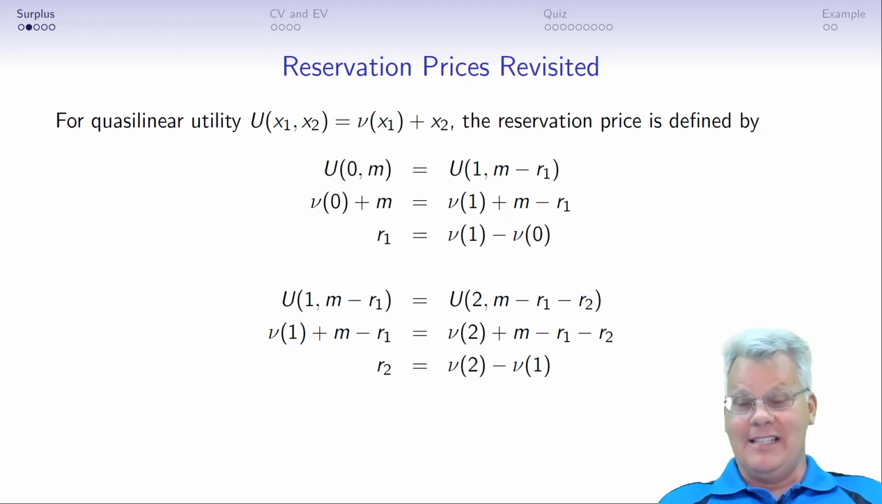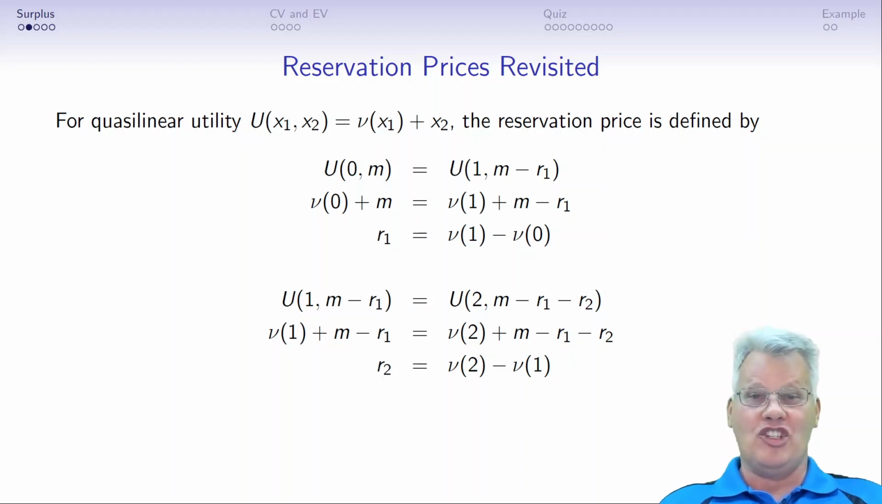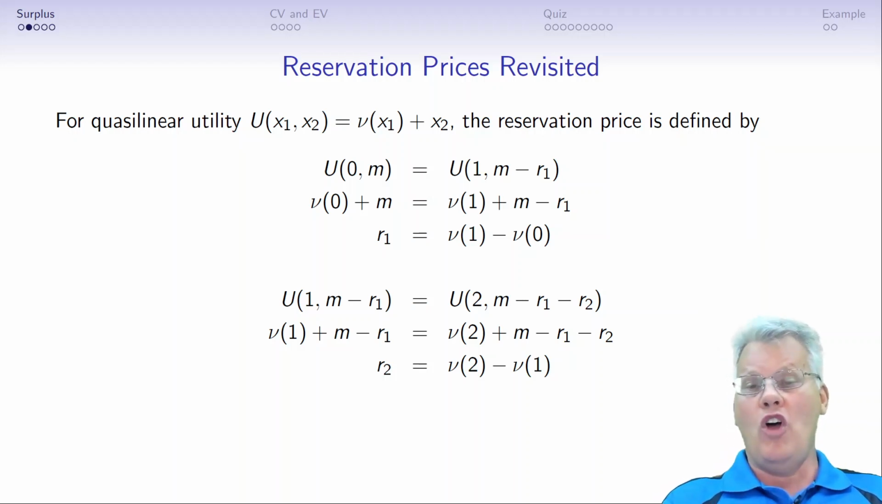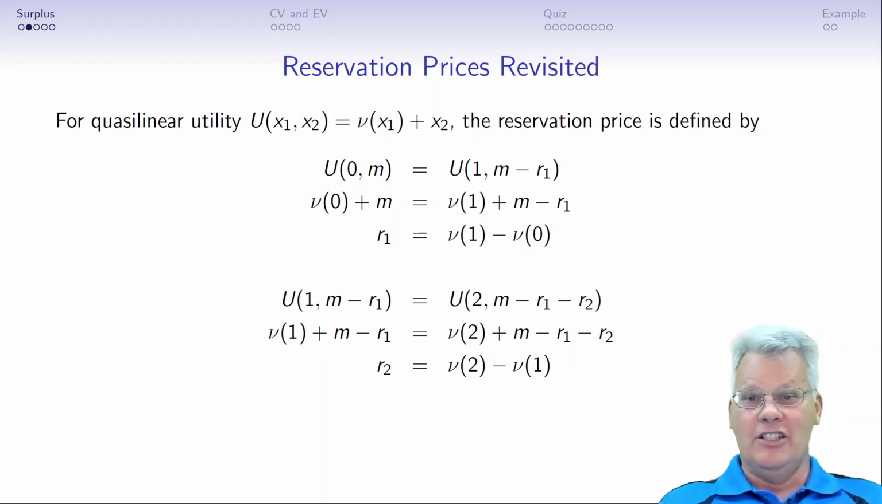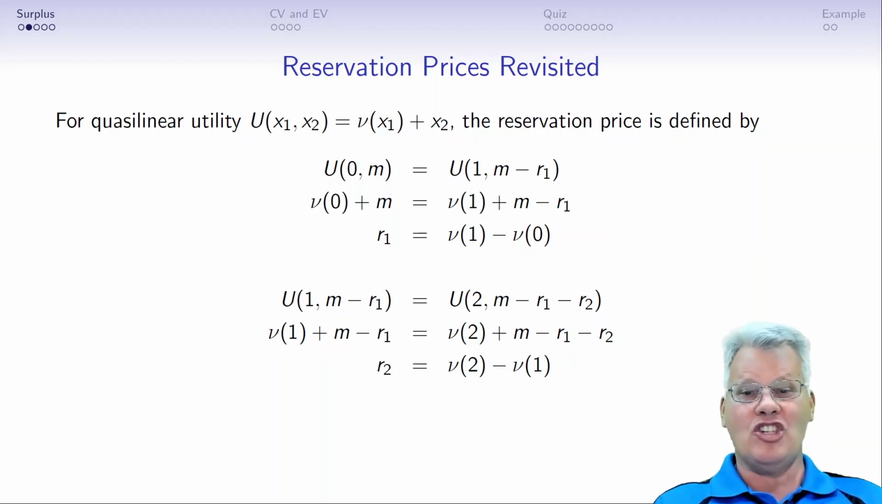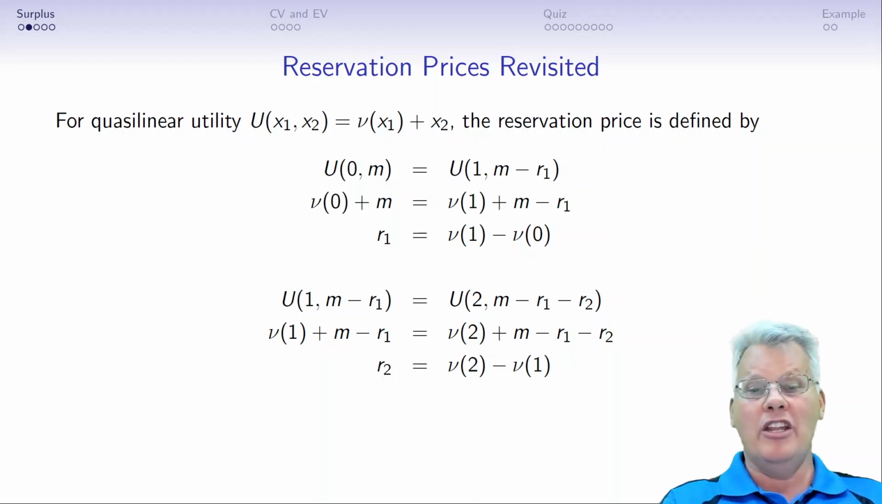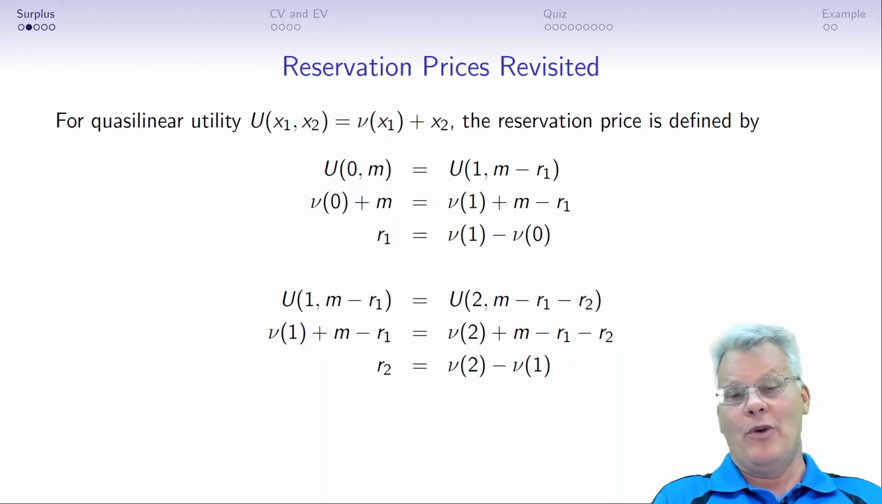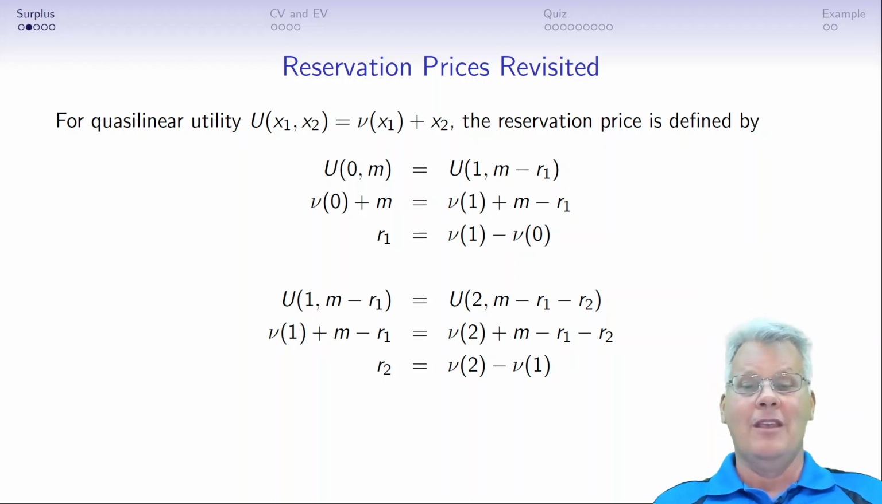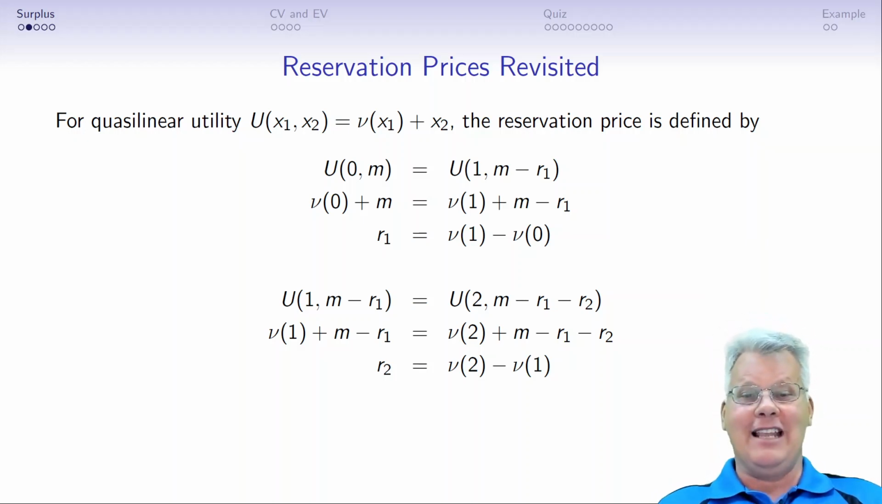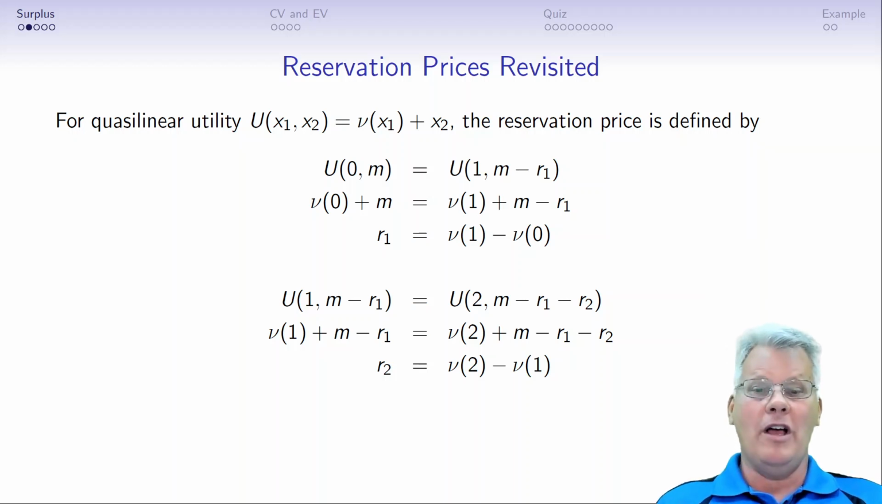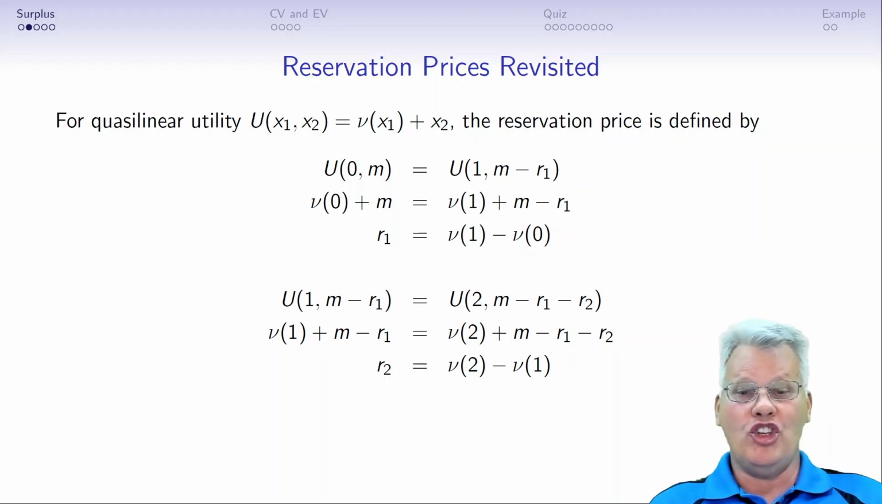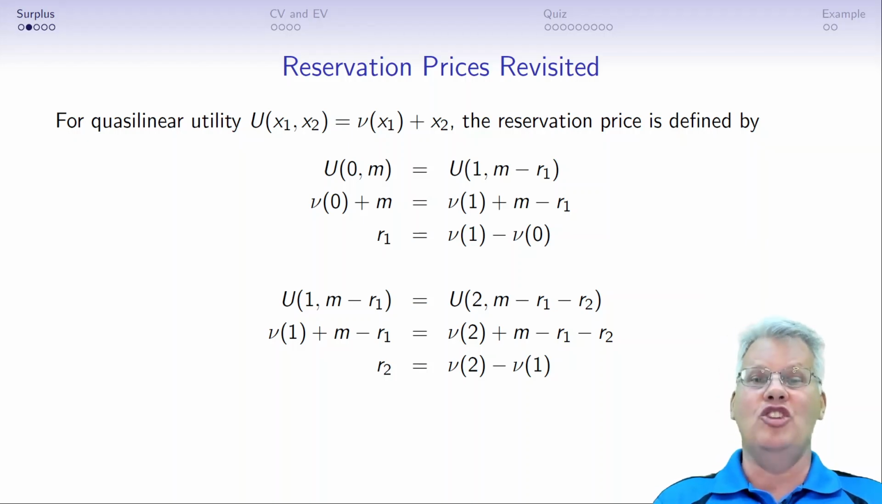I can extend this analysis to find the reservation price for good 2. You recall the way I can do that is if I bought 1 unit of the discrete good and paid my reservation price for it, my utility must be the same as if I bought 2 units of this good and paid the reservation price for each unit. So now I have multiple things that cancel out, M and R1, and what I'm left with is R2 is equal to nu of 2 minus nu of 1.